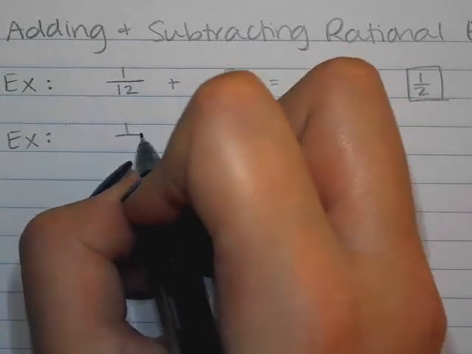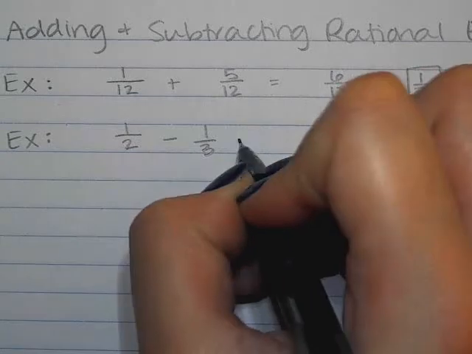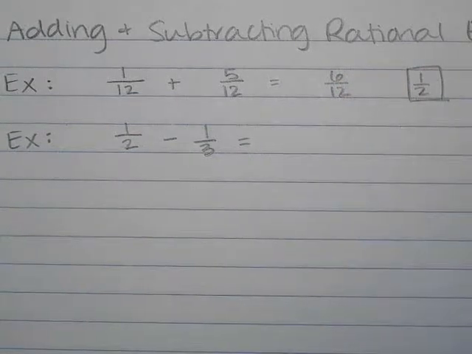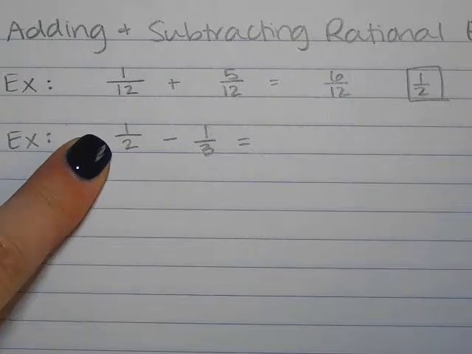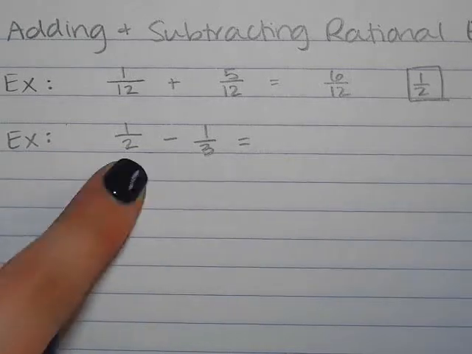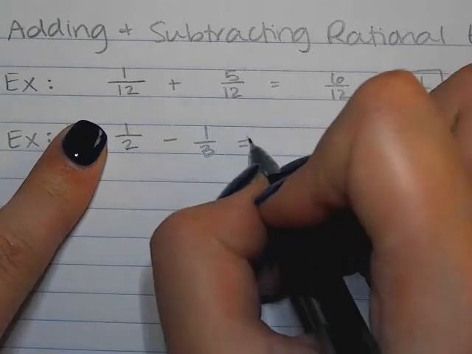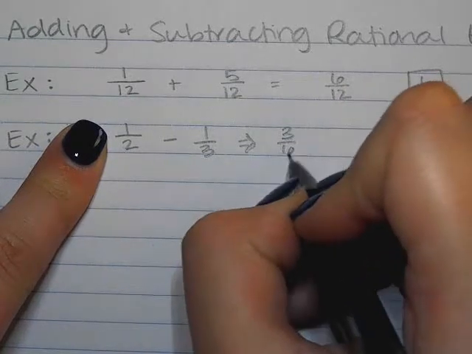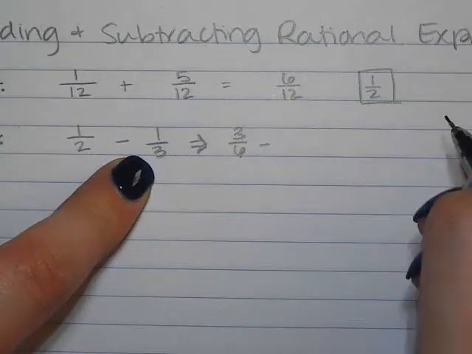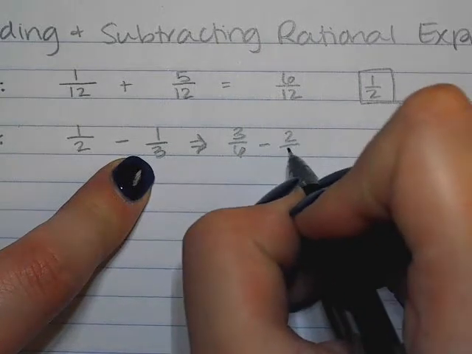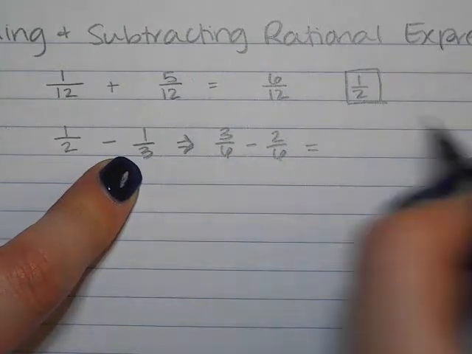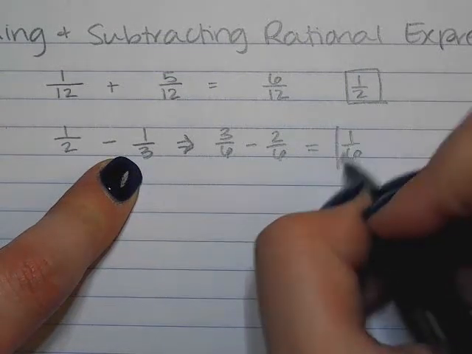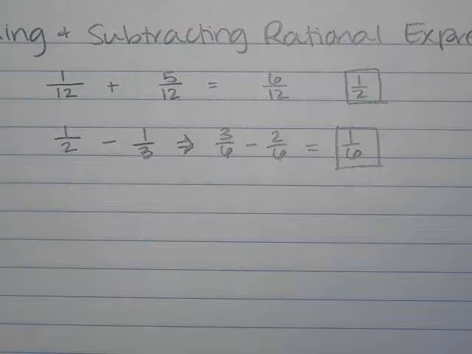If I had 1/2 minus 1/3, can I just do that real quick? No, what do I have to do? I have to get a common denominator. Because 2 and 3, the common denominator would be 6. So 1/2 would be 3/6, minus 1/3 would be 2/6. And so what would it equal? 1/6.